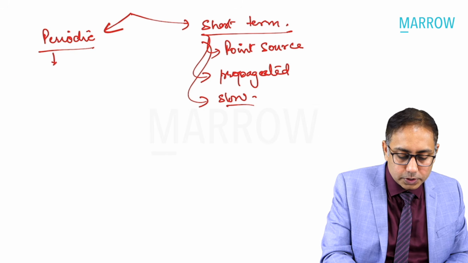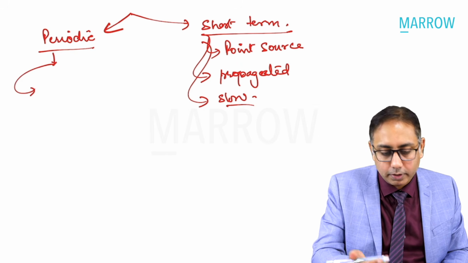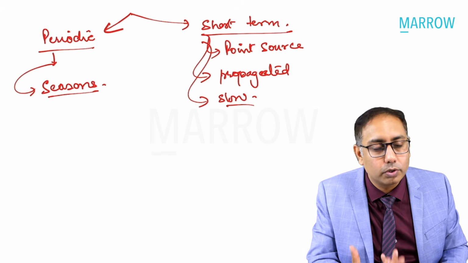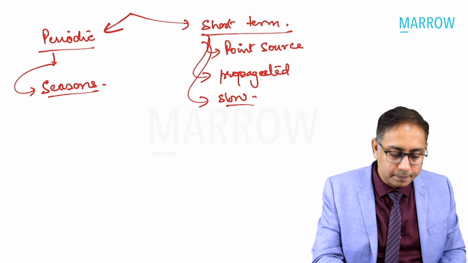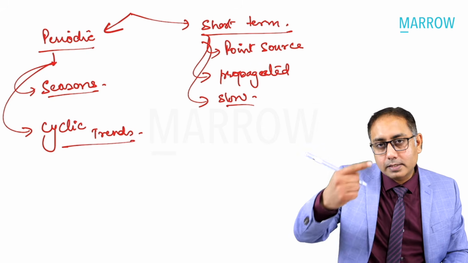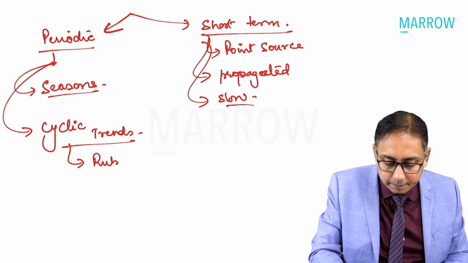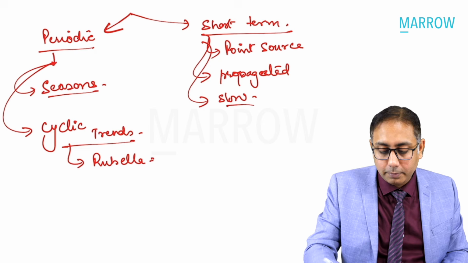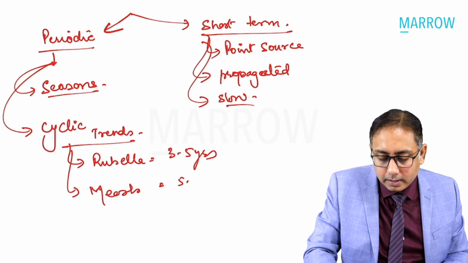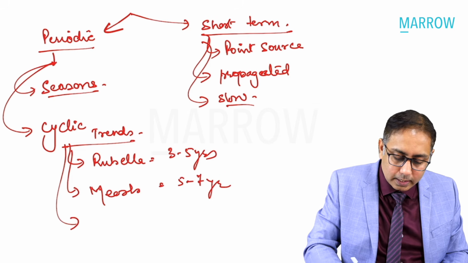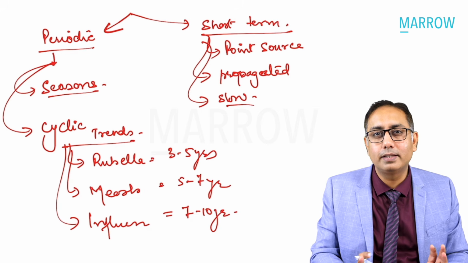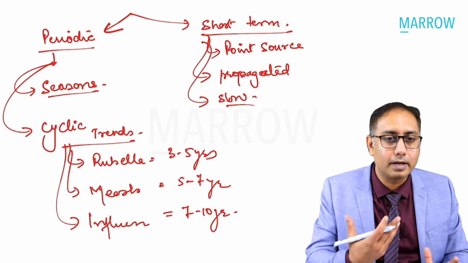The periodic fluctuations are those that come again with some periodicity. It could be related to the seasons, like malaria, diarrhea, road traffic accidents. These are seasonal fluctuations. And then there are some cyclic trends, which are supposed to come in cycles. For example, for rubella, there might be an increase in the number of cases every 3 to 5 years. For measles, every 5 to 7 years. Let us say influenza: there is a 7 to 10 year cyclic trend. It is usually said that the trend keeps happening again and again.